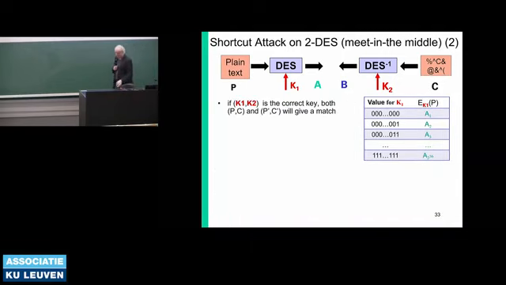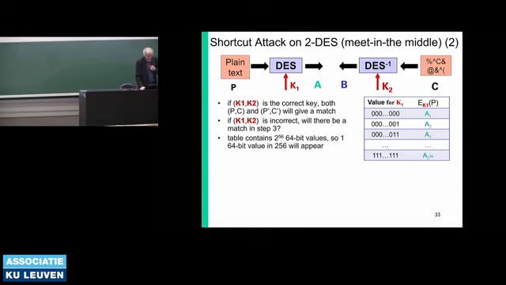If key 1 and key 2 are the right keys, then you will definitely get a match. But you may also get a match when they're not correct. You may be unlucky, so that you get the same value A and B, but in fact the keys are wrong. So we have to do slightly more analysis to make sure that we really don't do much more work.